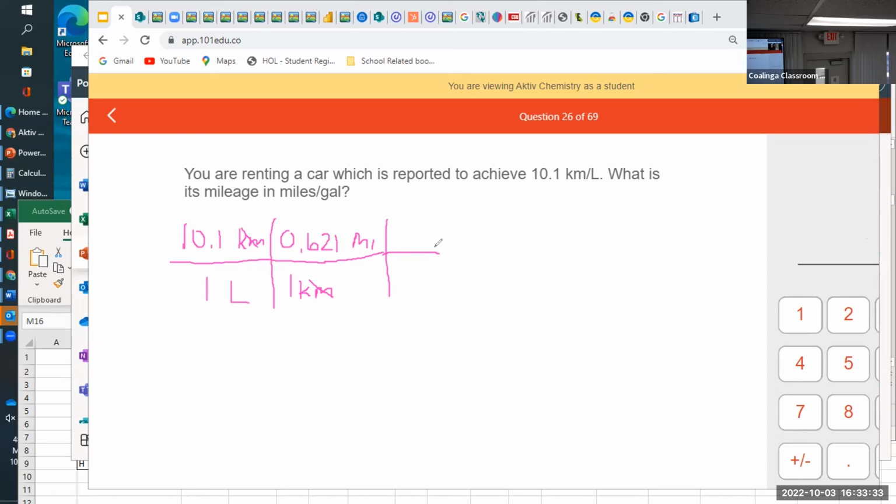How many gallons are in a liter? Well, 1 liter equals 0.26 gallons. Yeah, 0.26. Or 1 gallon is equal to 3.7 something, 754.